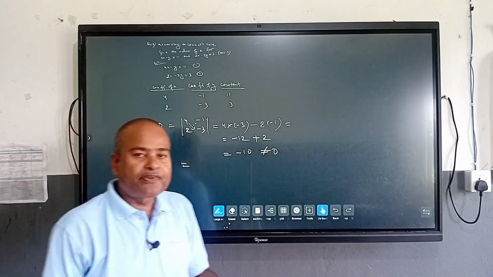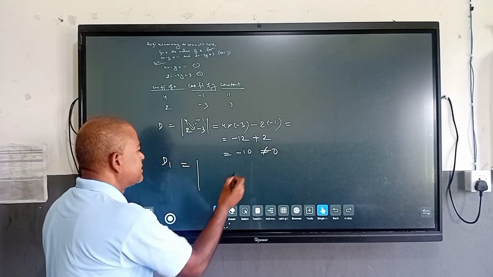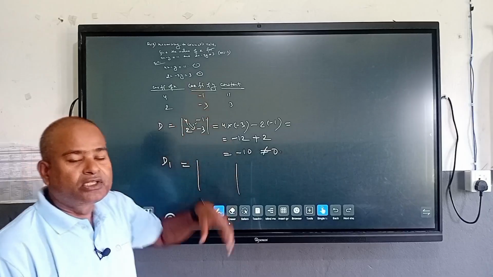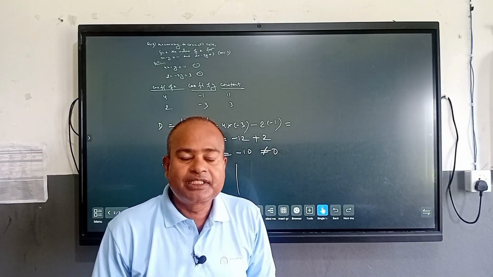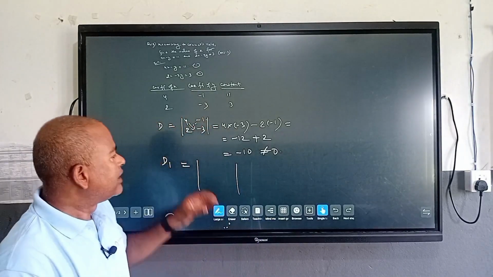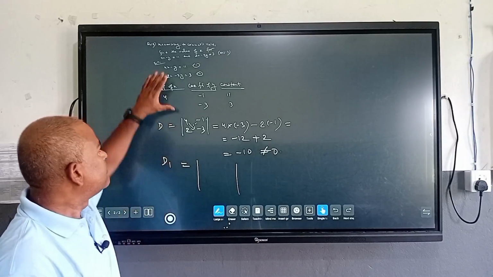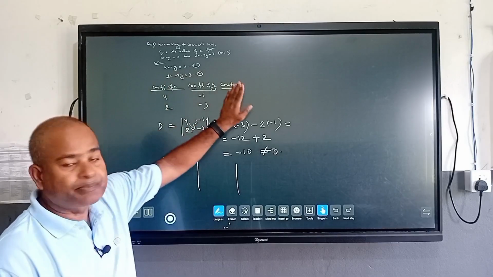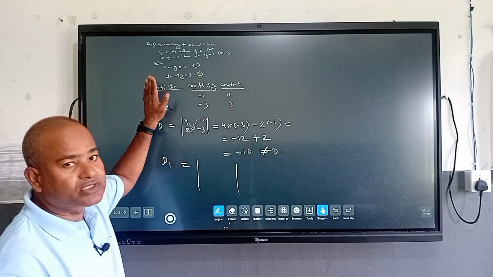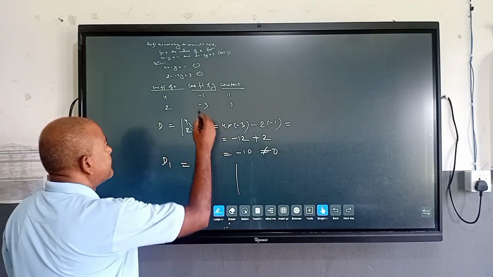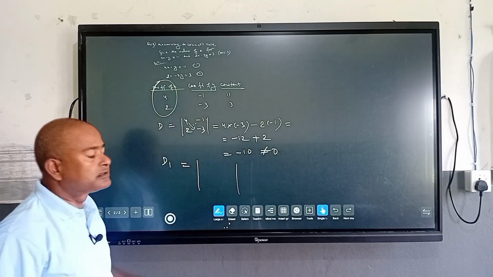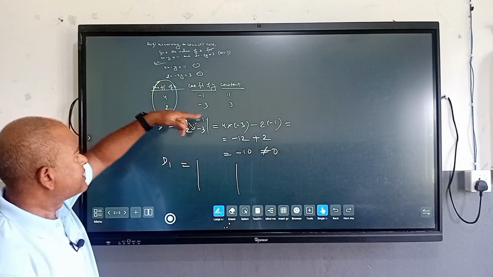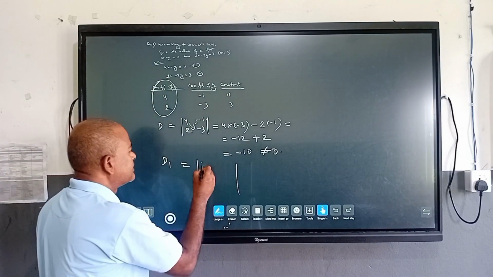Dear students, now we are going to find out the value of D1. D1 is the determinant of constant and coefficient of y. While finding D1, or we can represent it by dx also, we have to delete the first column, that means the coefficient of x, and replace it with the values of constants.